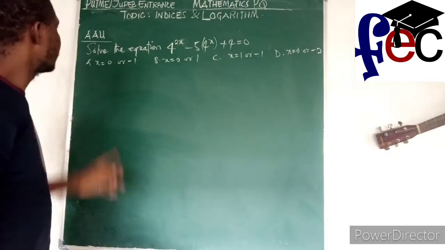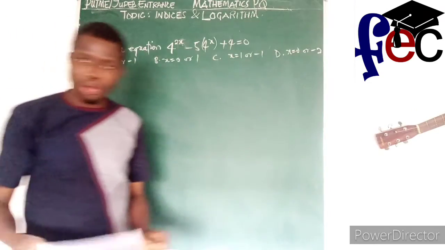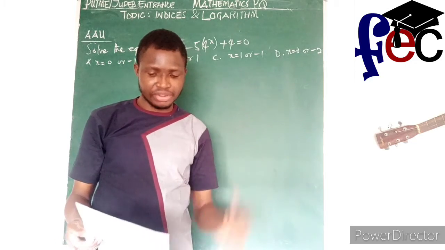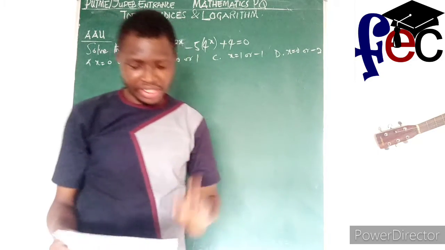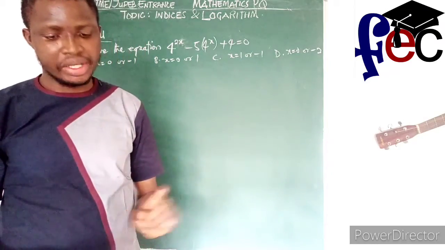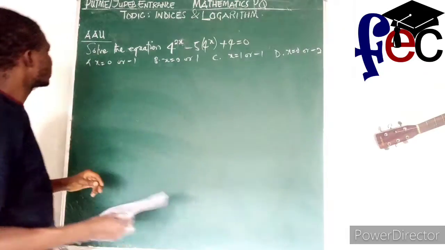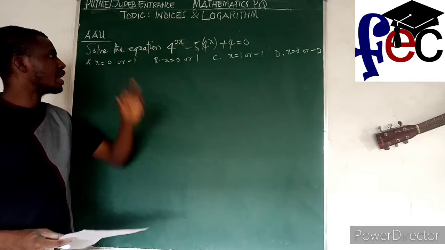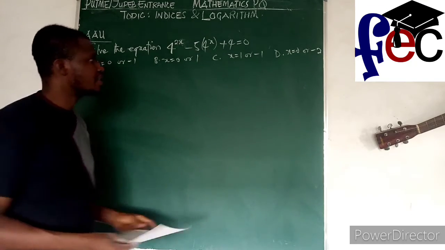All right. This is from Adekunle Ajasin University Akungba, Akoko. But the year for this particular post-UTME is omitted, so I cannot place clearly which year. But question 2 of that particular year is what stated. It says solve the equation 4 raised to power 2x minus 5 into 4 raised to power x plus 4.